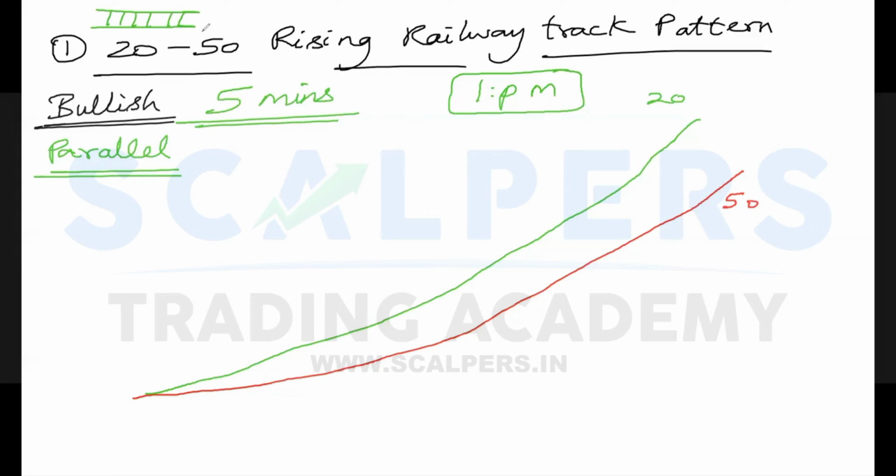Now what will the candles do? See, in the 5 minutes chart, candles will be taking support at 20 continuously, and the candles will be going up. With the help of 20 SMA, candles will be going up. If 20 is broken, in some cases the candles will take comfortable support at 50 SMA, and once again the uptrend continues.